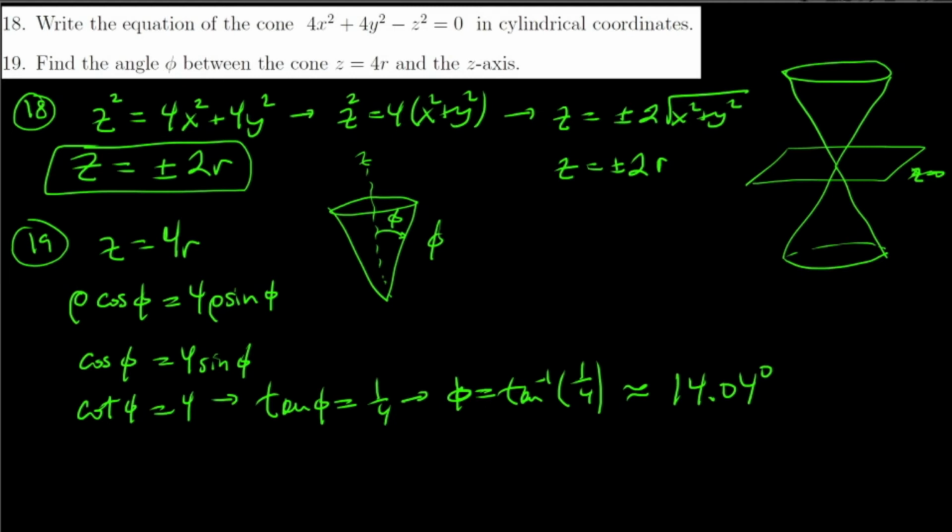And I just realized 18 is wrong, I guess, in the answer key. 18 says z equals 4r. Oh, so there's one mistake. Yep, as I said, some of these are wrong. 18 is wrong in the answer key, so this is correct. So change the 4 to a plus or minus 2. Sorry about that, but I'm glad I did that one then. All right, moving on.